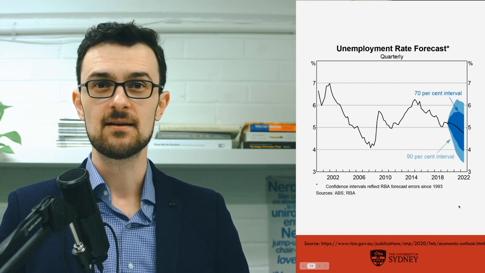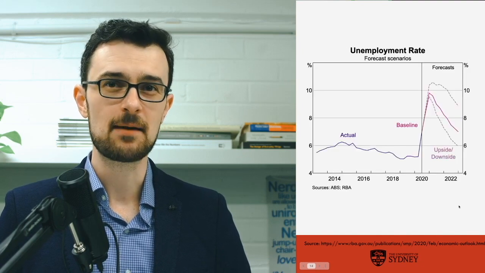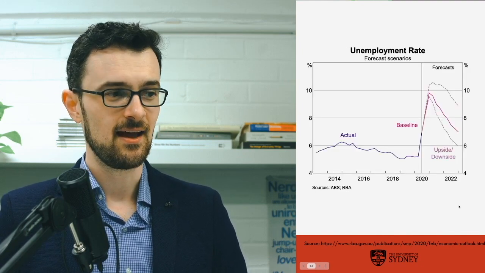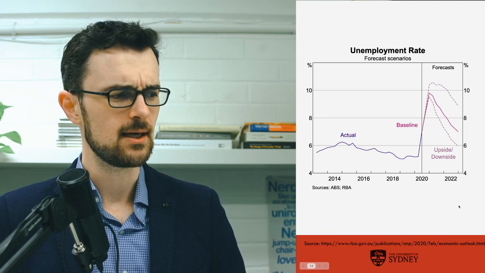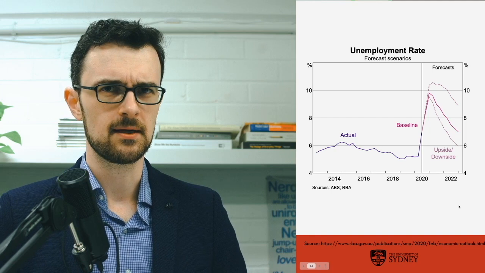Well, they left out an incredibly unlikely event. Because let's look at what actually happened. This is from the RBA's outlook one year later. I think that link down the bottom is wrong. It should say 2021 February economic outlook.